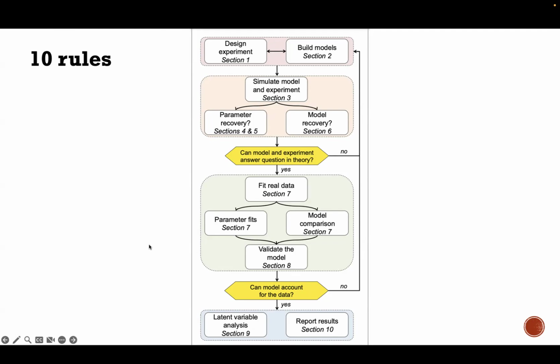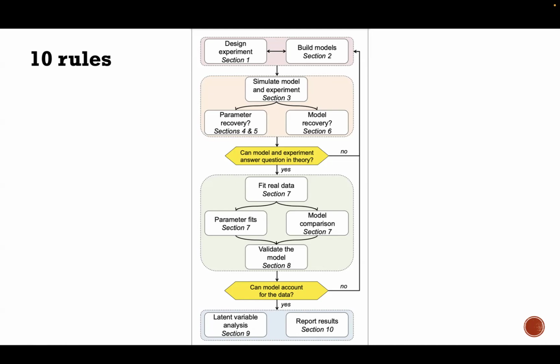And so basically, they're putting it in the context of experimental research. So it says design experiment, build models. Then you want to simulate model and experiment, which is more or less what we've been doing so far. You want to see whether you can recover the parameters. We've seen that. You want to see whether you can recover the model, and we'll see that at a later stage. If the model and experiment seem to work, right, you can actually discriminate between different models of matching pennies with the amount of trials that you're administering to your participants.